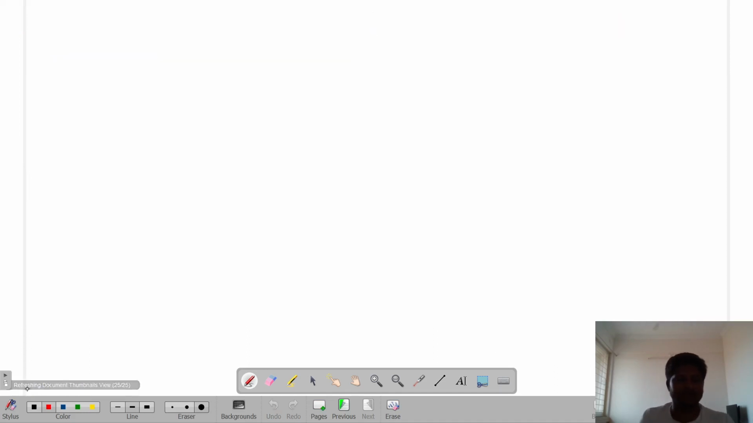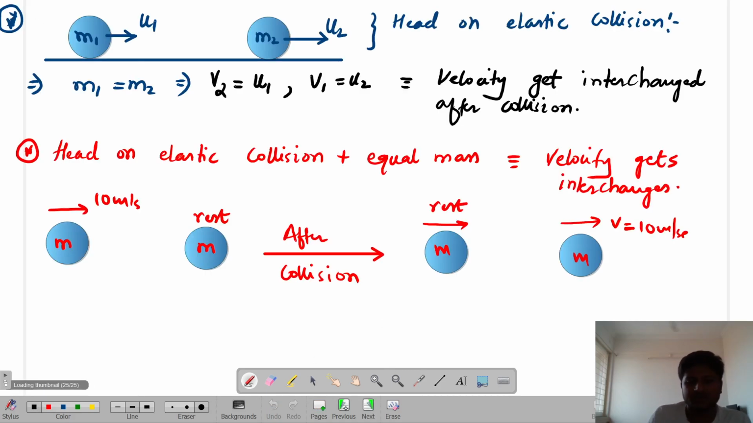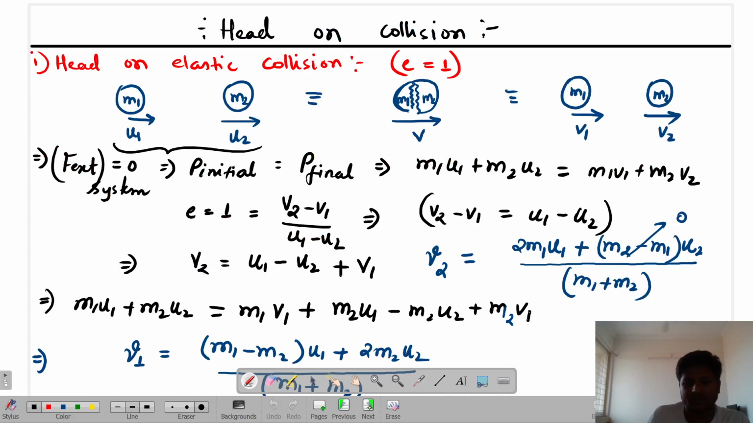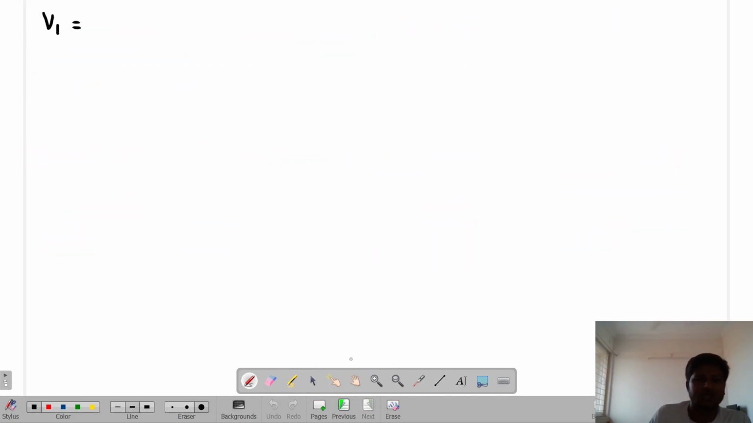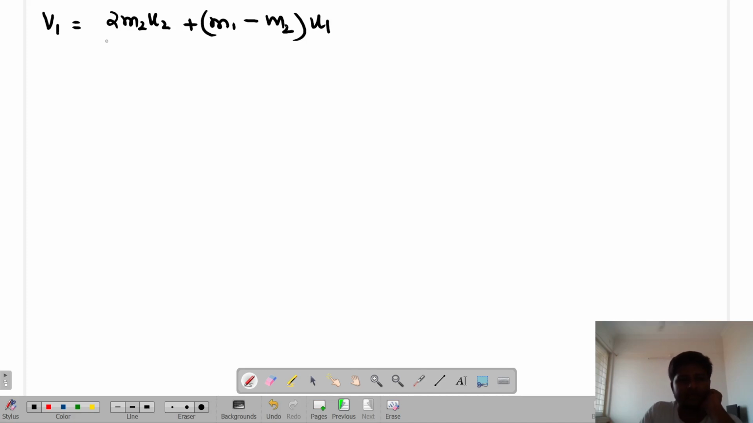Now let us talk of another special case. Let's suppose we know that velocity v1 for head-on elastic collision is written as twice of m2 into u2 plus m1 minus m2 into u1 divided by m1 plus m2. Are you able to get me?